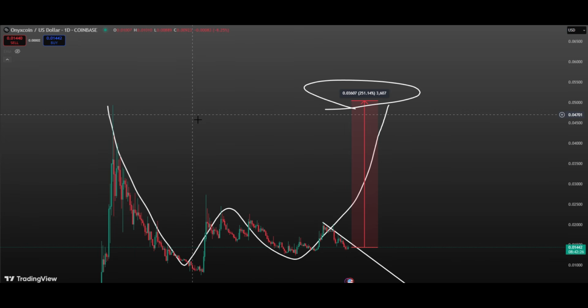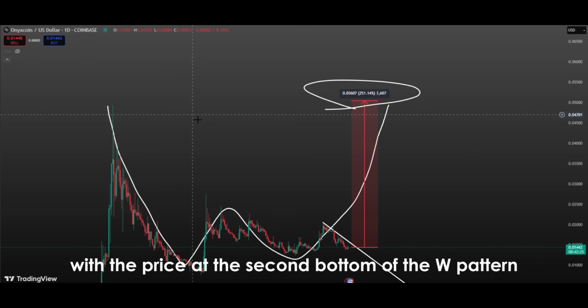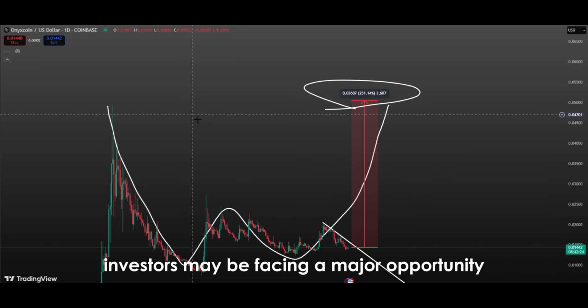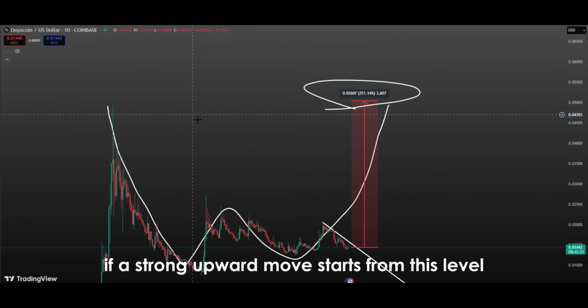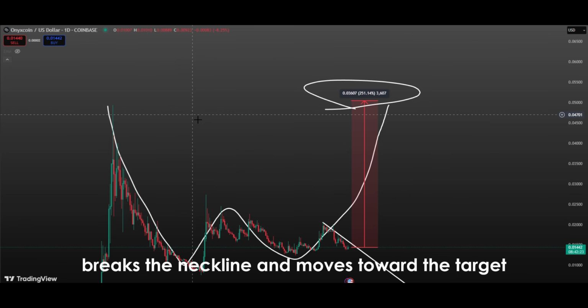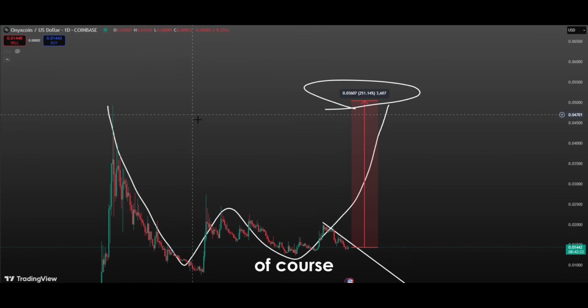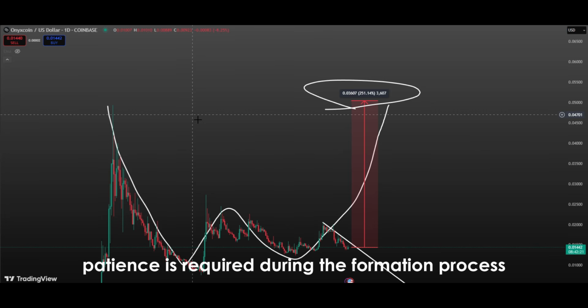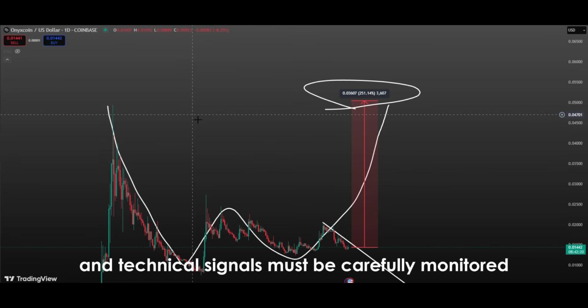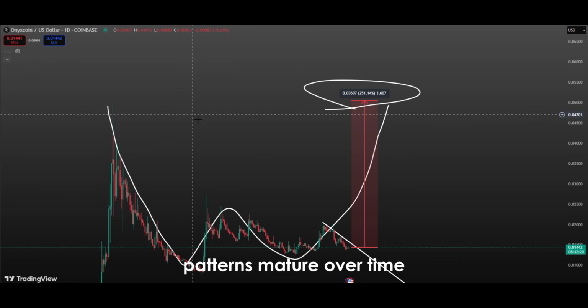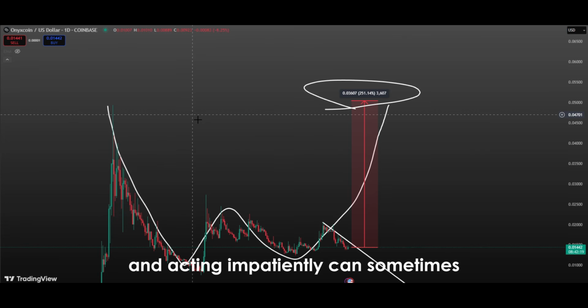In the current scenario, with the price at the second bottom of the W pattern, investors may be facing a major opportunity. If a strong upward move starts from this level, breaks the neckline, and moves toward the target, it could provide substantial gains for investors. Of course, patience is required during the formation process, and technical signals must be carefully monitored. Patterns mature over time, and acting impatiently can sometimes result in missed or failed positions.